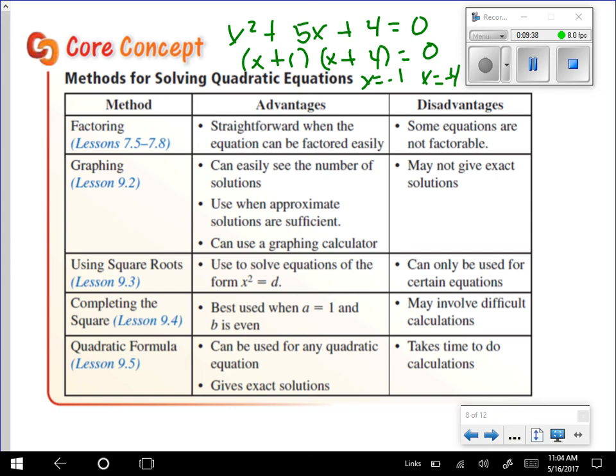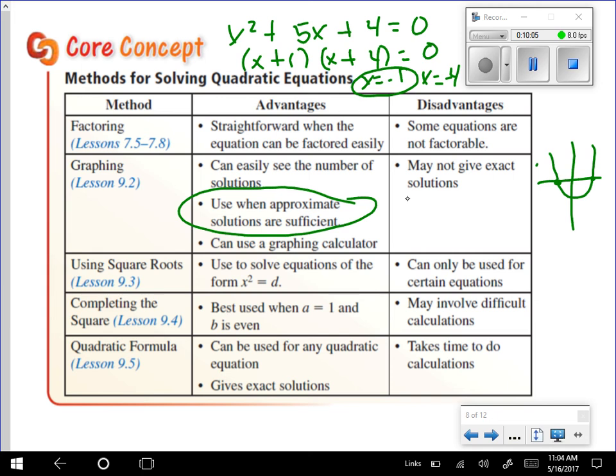Graphing, you could graph to solve. We didn't talk too much about this, but the solutions for x are going to be where it hits the x-axis, obviously. So if you have a parabola and it looks like this, these would be your solutions. But sometimes it's hard to see where those are, if it's a square root, if it's not exactly on a point. So it may not give exact solutions, which could be a disadvantage. And for factoring, some disadvantages could be that some equations are not factorable, so we can't even do that first piece.